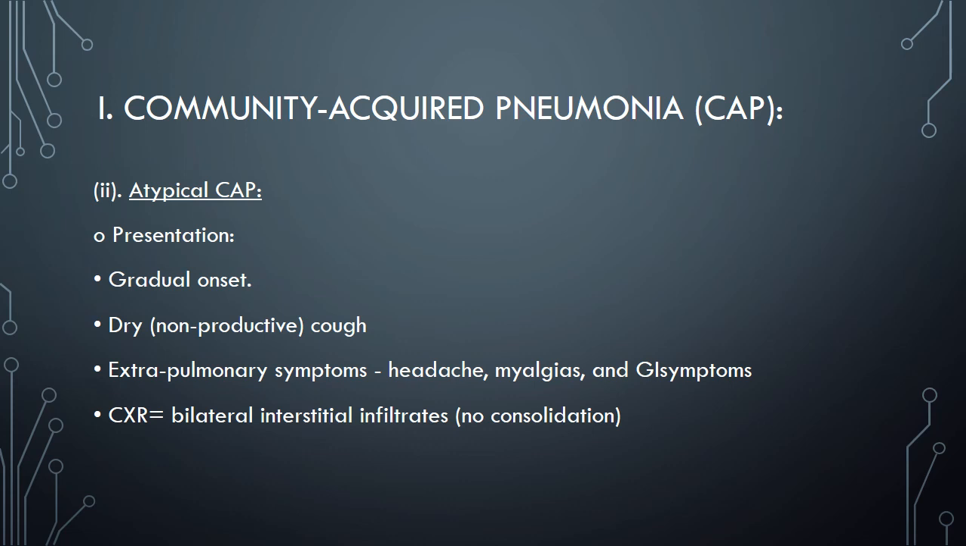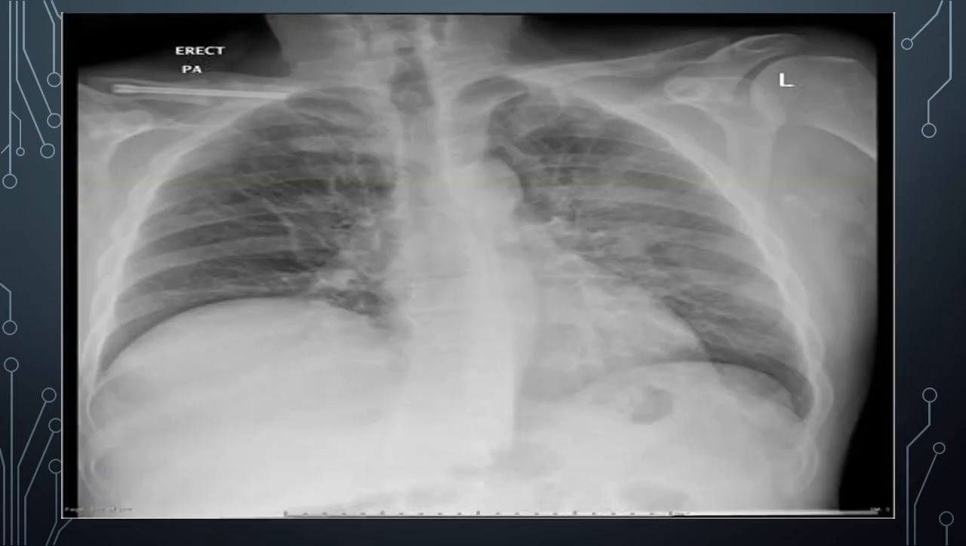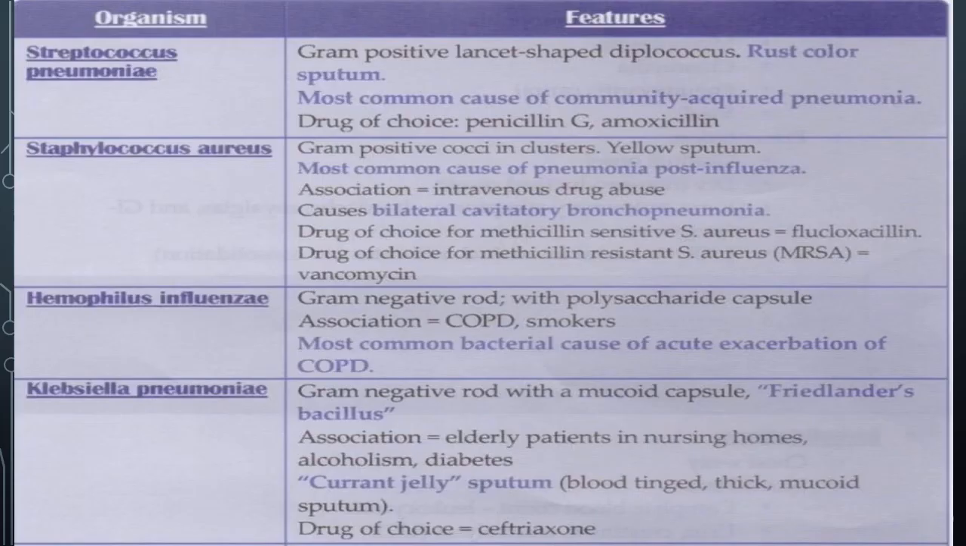Chest X-ray will show bilateral interstitial infiltrates and there will be no consolidation. This is a picture of atypical pneumonia which is showing bilateral chest infiltrates and there is no particular consolidation seen in the X-ray. These are the organisms and the features of the organisms.